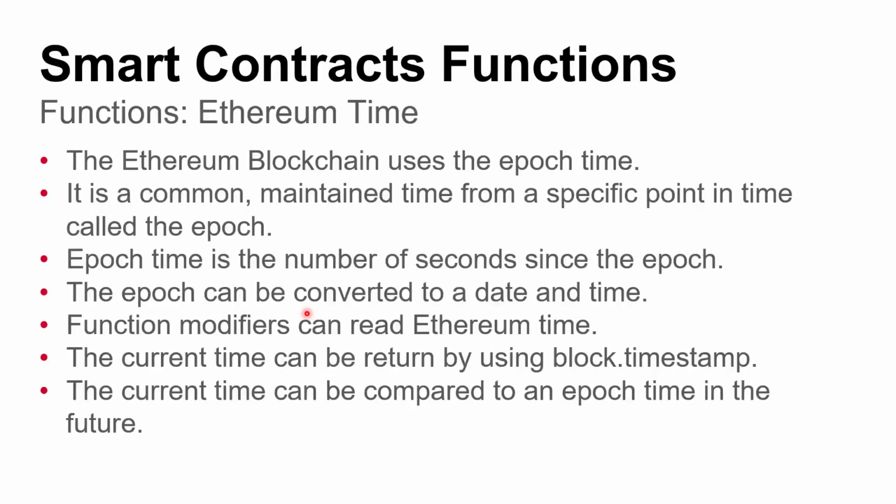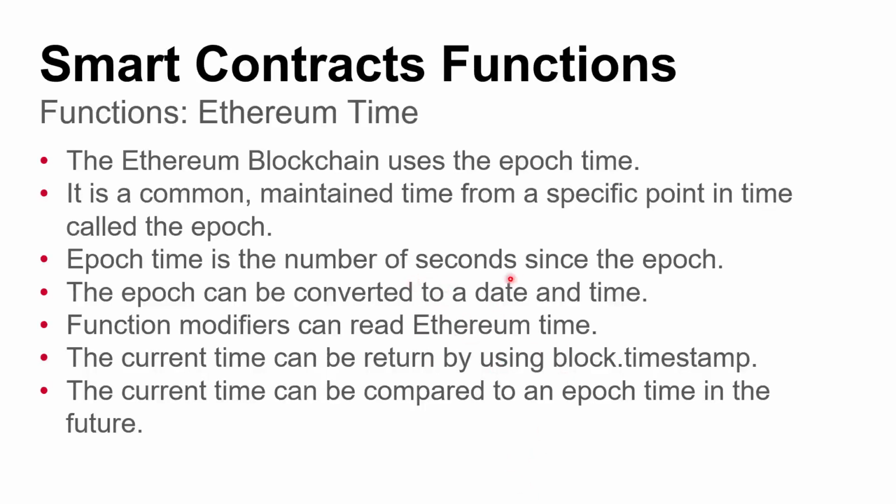And time, so Ethereum time. The Ethereum blockchain uses something called epoch time. It's highly common. It's time that's maintained from a specific point in time called the epoch. And the epoch is the number in seconds since the epoch time. The epoch can be converted to any date and time, and function modifiers certainly can read Ethereum time.